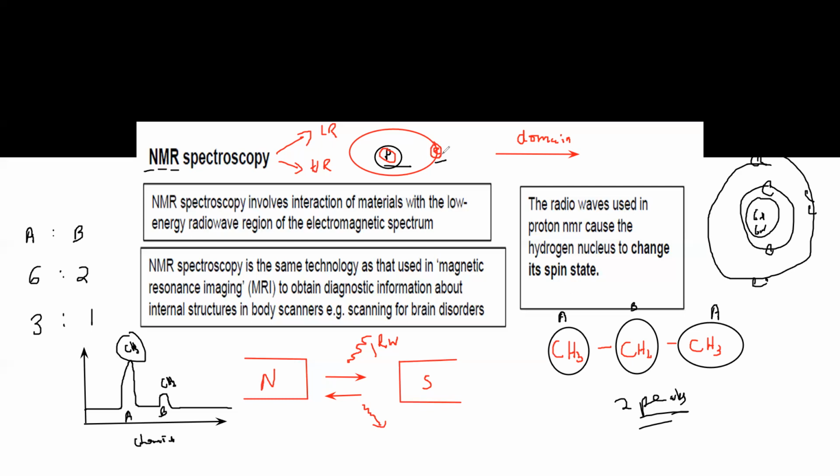Is it clear how to identify the number of hydrogen environments and how this technique works? Any doubt in this?